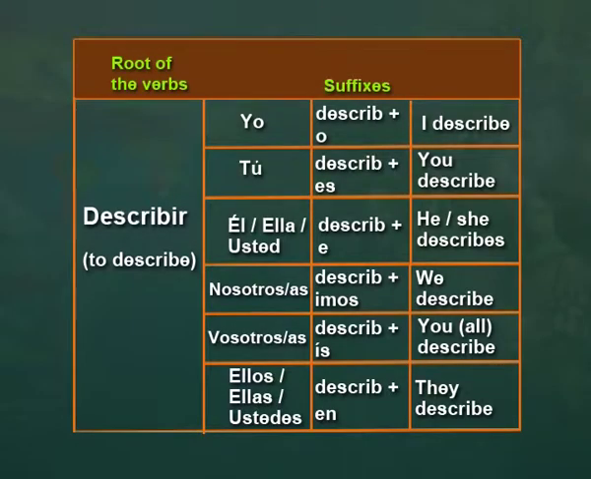Let us look at the next verb, that is describir, to describe. This verb has the stem or the root describ. So, the conjugation goes yo describo, I describe, tú describes, you describe, él, ella, usted describe, he describes, she describes, or you formal describe. Nosotros, nosotras describimos, we describe. Vosotros, vosotras describís, you all describe. Ellos, ellas, ustedes describen, they describe.